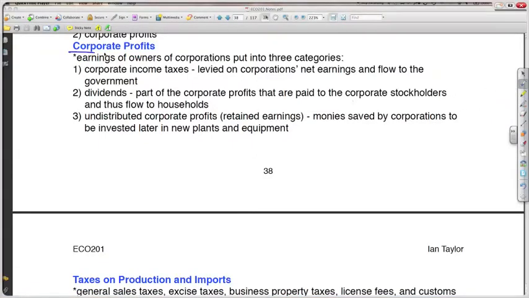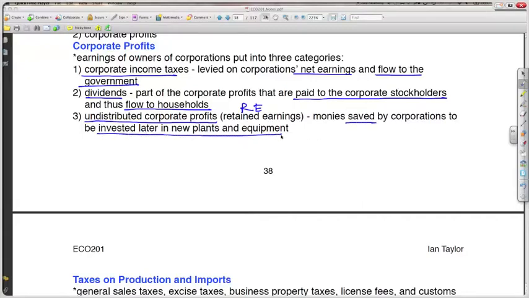The earnings for corporations are put into three categories. First are corporate income taxes. Those are levied on corporations' net earnings and then flow to the government. Next is dividends. That's when corporations pay part of their profit to corporate stockholders, so it flows to households. And then the third is undistributed corporate profits. For those of you that have taken accounting, this is your RE, your retained earnings. It's when the corporation saves the money, and then they're going to invest it later in new plants and equipment.